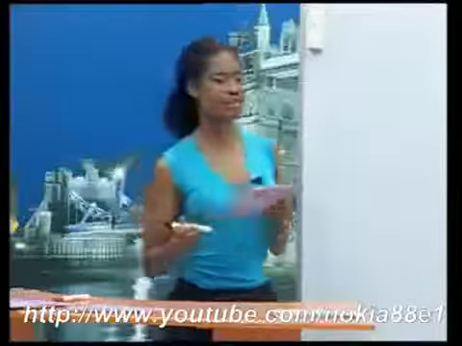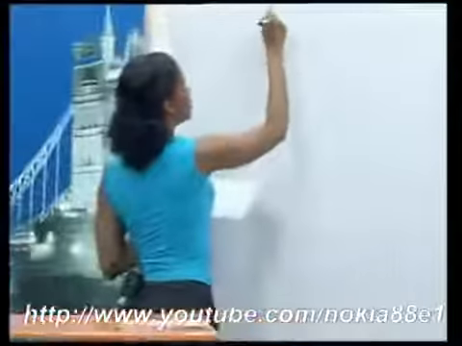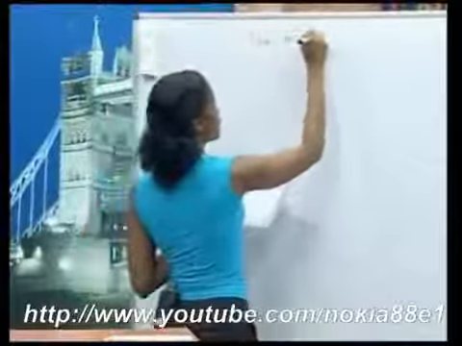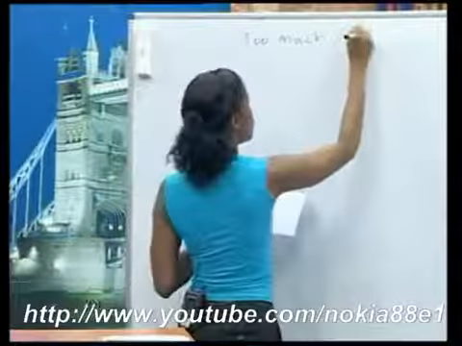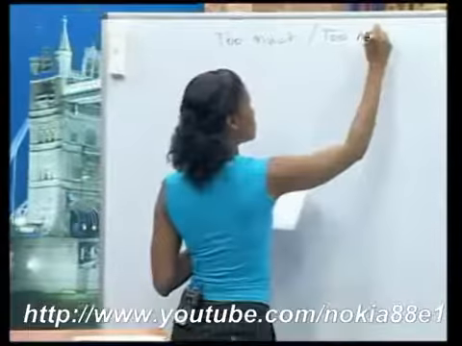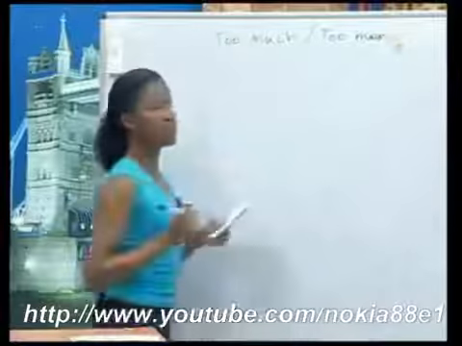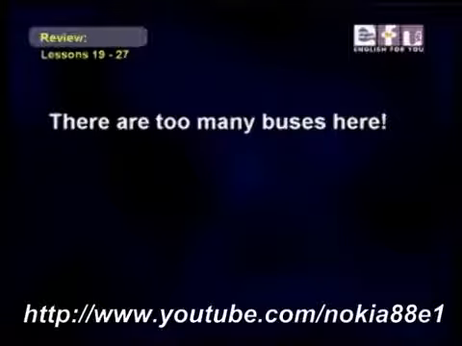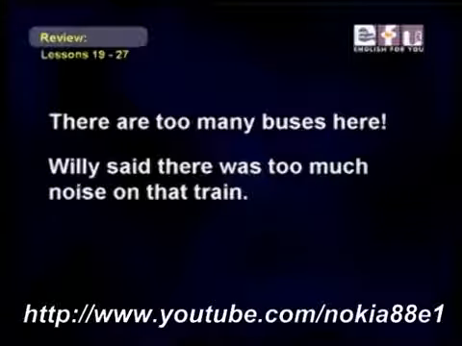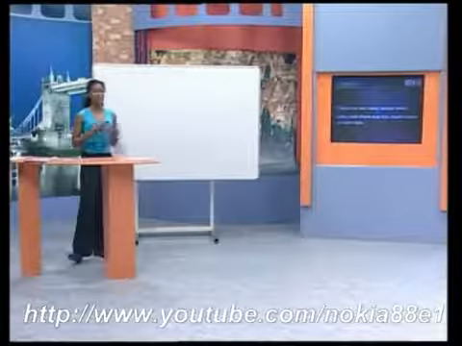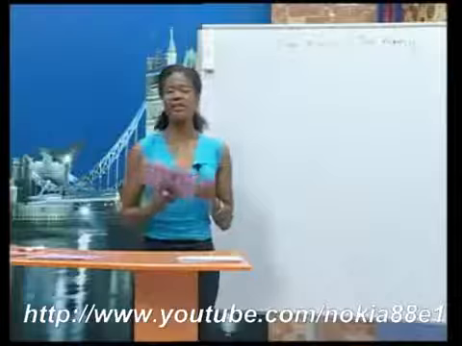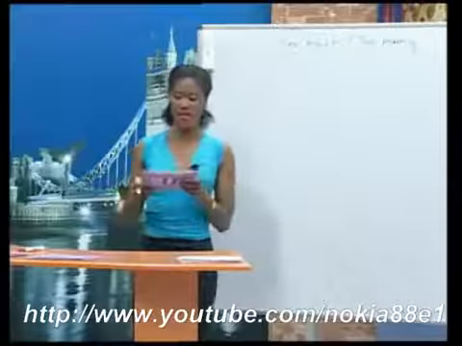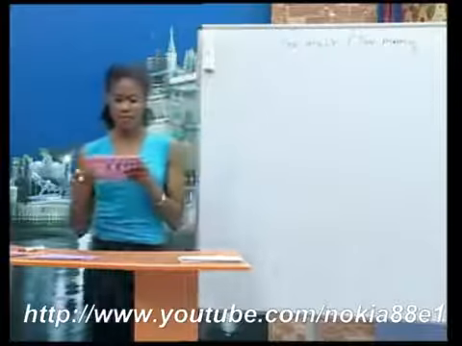Now, let's review the difference between too much and too many. Have a look at some examples. There are too many buses here. Willie said there was too much noise on that train. We use too much and too many when there is more of something than is necessary.